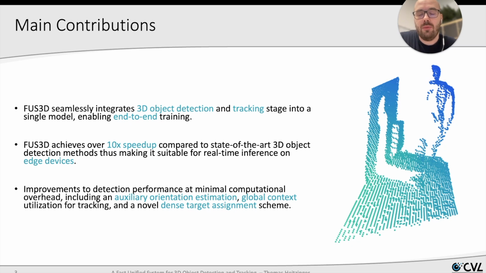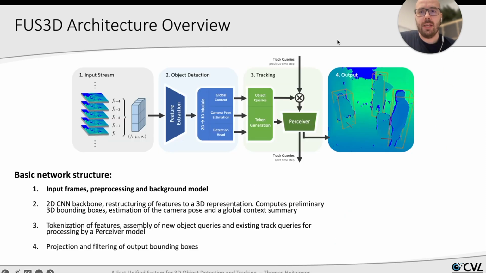And third, we propose a number of improvements to detection performance, including an auxiliary orientation estimation loss, the use of global context for tracking, and a novel dense target assignment scheme. Here is a basic overview of the FUSed network architecture.